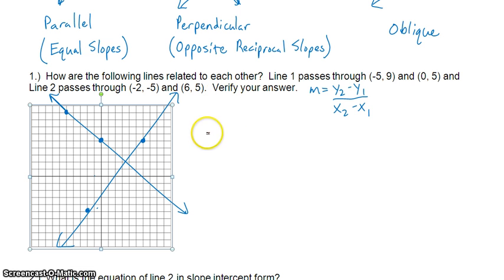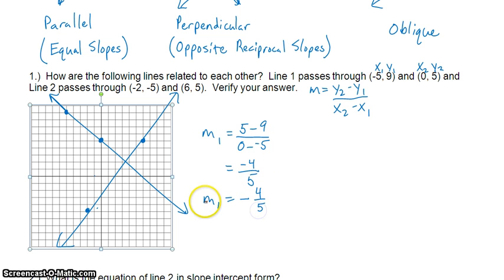So step 1 to verify, find the slope of line 1. (5 minus 9) over (0 minus -5). 5 minus 9 is -4. 0 minus -5 is +5. A negative divided by a positive is a negative number, and 4 divided by 5 is just 4/5. So the slope of line 1 is negative, and we can see that because it falls to the right, and it has a slope of -4/5.